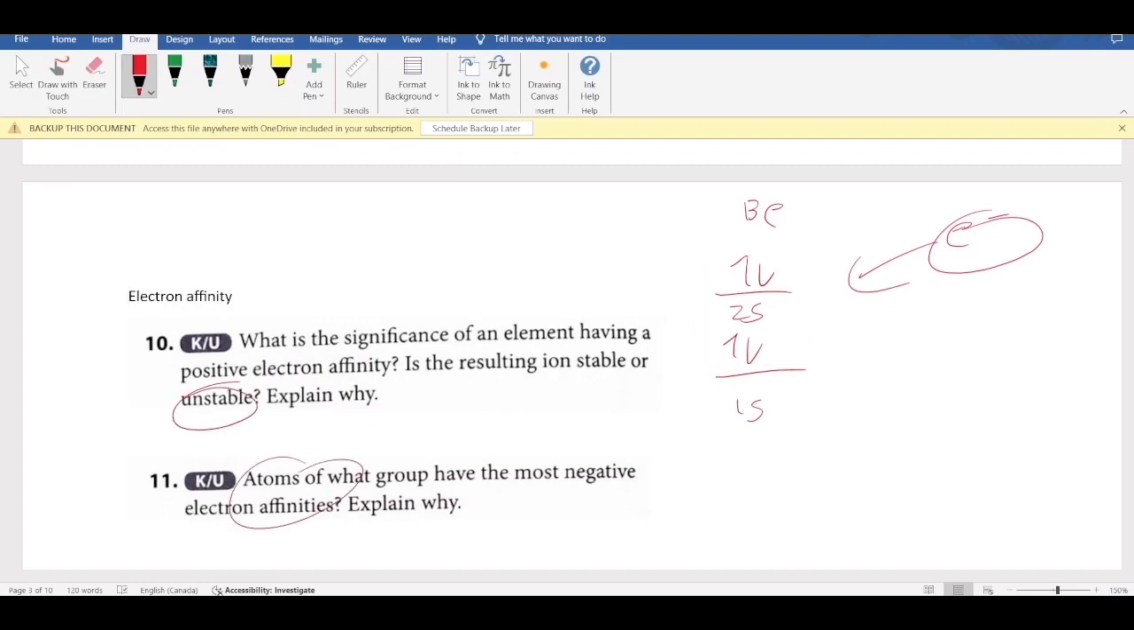Last one. Atoms of what group have the most negative electron affinities? These would be the halogens, as you can see with the trend of the group, and we also have the fluorine there having the highest electron affinity. So halogens would be the answer.